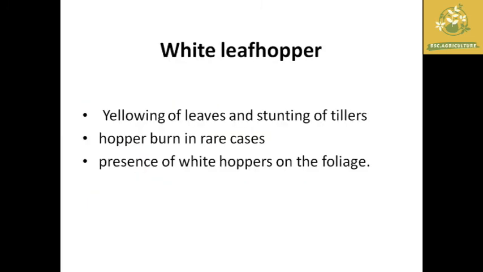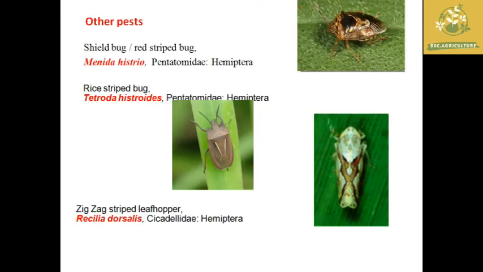And the next one is the white leaf hopper, where yellowing of leaves and stunting of tillers is seen, and hopper burn is said to be found in rare cases. There is a presence of white hoppers in the foliage. The remains of the plants after the harvest are said to be found.